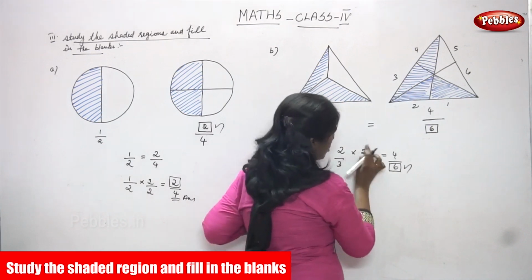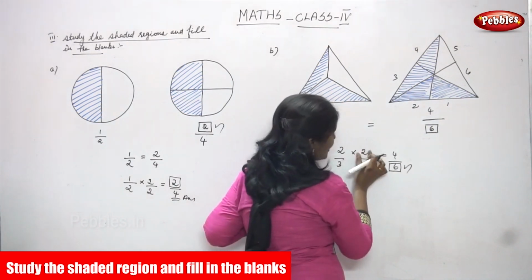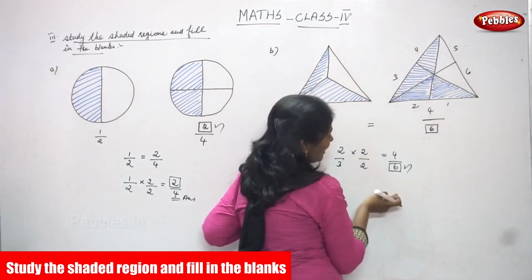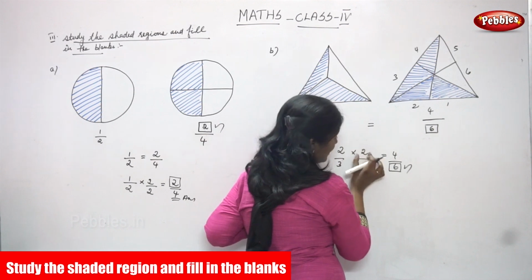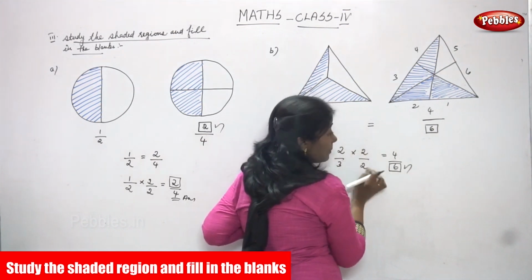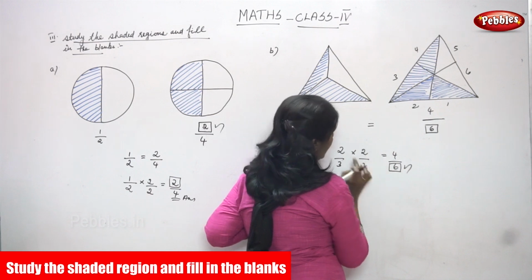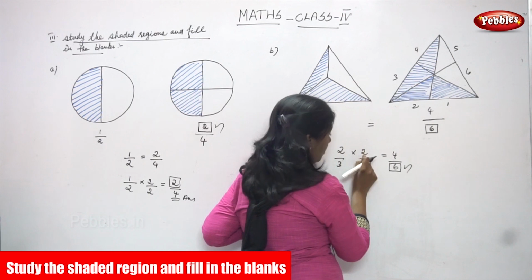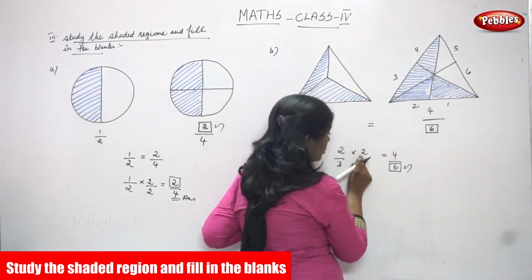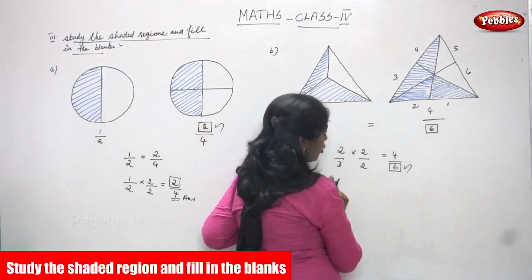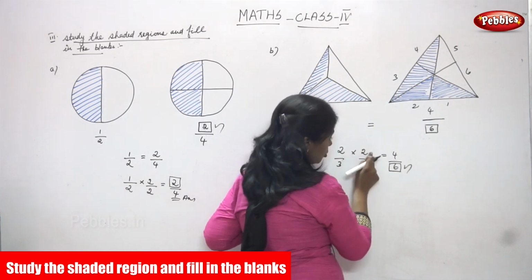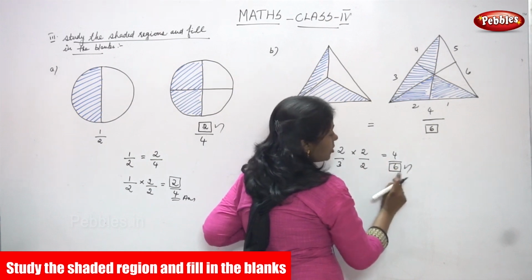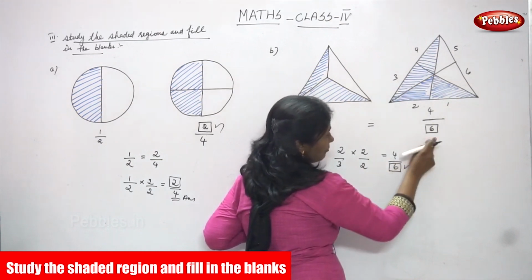So 2 by 3, I am going to multiply by 2. 2 is a very important number. It is called a multiple, because I am using the multiplication table of 2 only. I am going to multiply the numerator as well as the denominator by 2. So 2 into 2 you get 4, 3 into 2 you get 6. So in this box you have to write 6 only. That is the number I have written already.